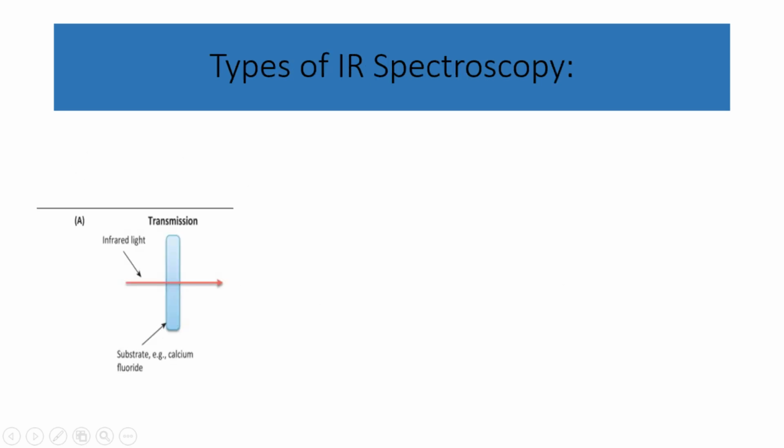Based on the nature of the sample of interest, we can use the different techniques of IR spectroscopy. Transmittance spectroscopy. In this technique, a beam of infrared light is passed through the sample, and the transmitted light is detected. The resulting spectrum shows absorption peaks where the sample absorbs specific frequencies of infrared radiation.